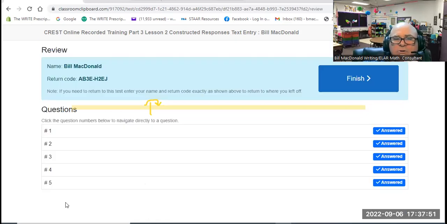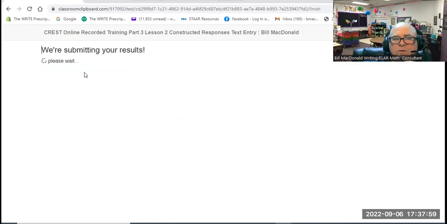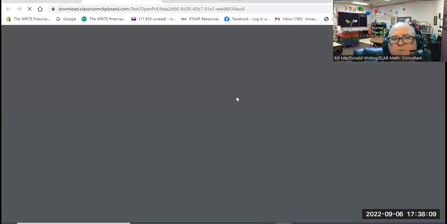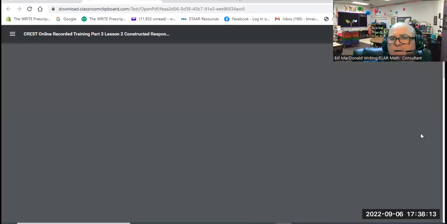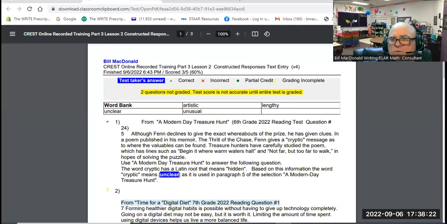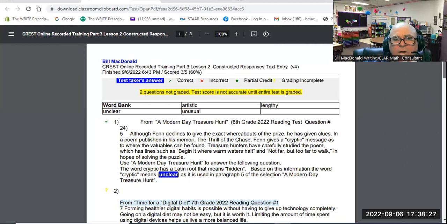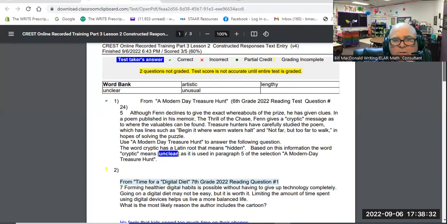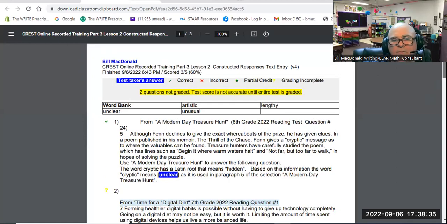I'll go ahead and clear my drawings. I have answered all of my questions. So are you sure? Yes. And let's download. And that way you can kind of see what we'll see. And it does have the option to print on these tests. And so there's number 1. It was correct. And see number 2.